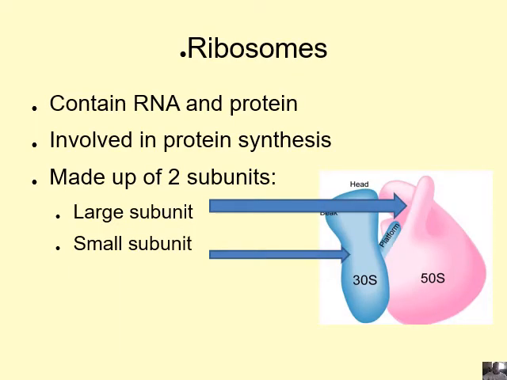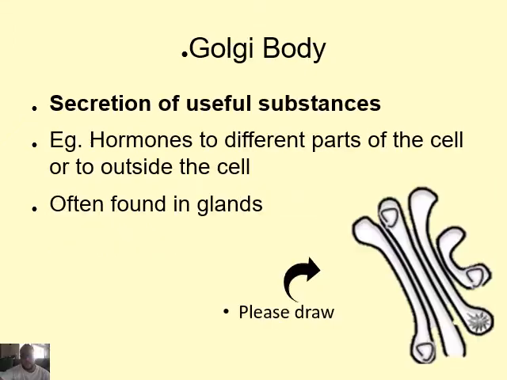Now, these ribosomes contain RNA and protein. They are involved in protein synthesis. So it's a bit ironic that the RNA and protein that makes up the ribosomes actually reads RNA to make protein. They're made out of 2 subunits, the large subunit and the small subunit. I don't expect you to be able to draw this. In a test or an exam, you would just draw a small little dot. I'm not really fazed about you drawing this.